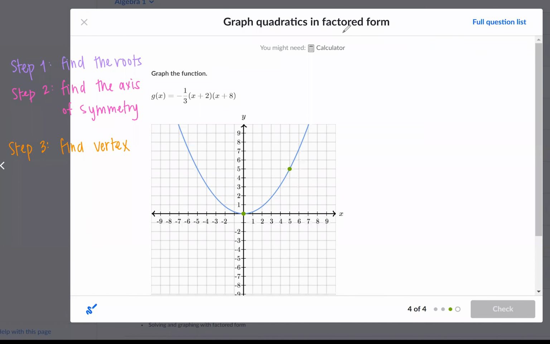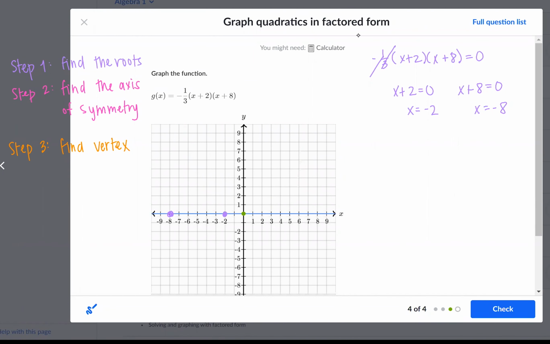And here is our last question repeated of this. So first step, find the roots. Zeros, x-intercepts, all the same thing. So -1/3, x plus 2, x plus 8 equals 0. So -1/3, that's not 0. I know that for sure. So either x plus 2 is 0 or x plus 8 is 0. Either of those will give us a solution. Subtracting 2 on both sides, subtracting 8 on both sides. So my x-intercepts are at -2 and -8. Like, this can go here.